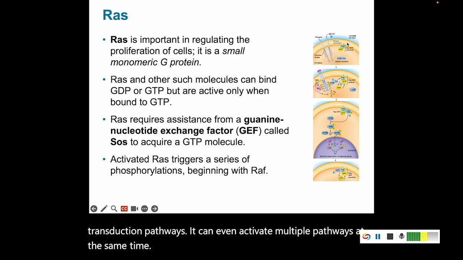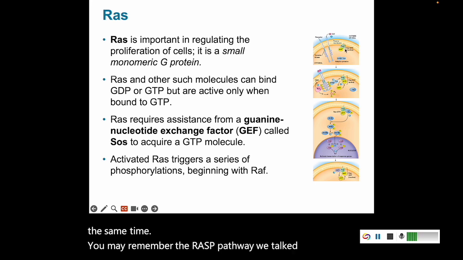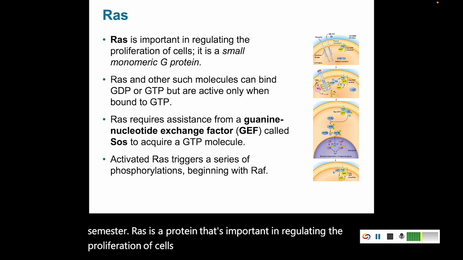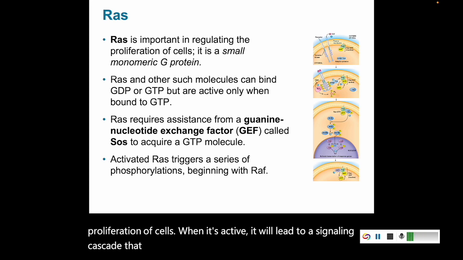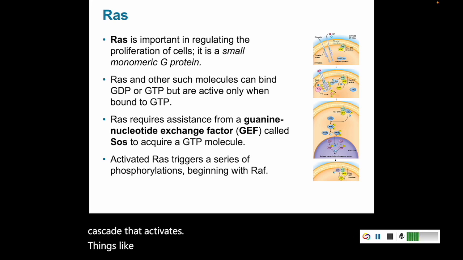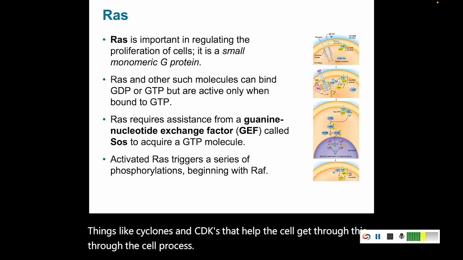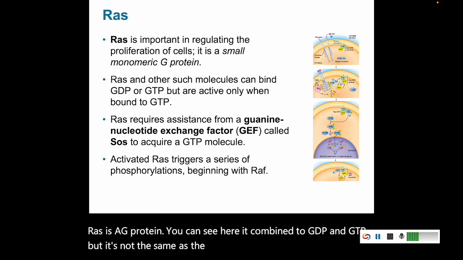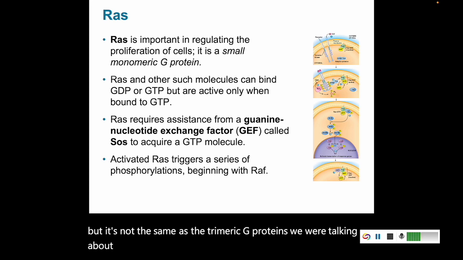You may remember the RAS pathway we talked about earlier this semester. RAS is a protein that's important in regulating the proliferation of cells. When it's active, it will lead to a signaling cascade that activates things like cyclins and CDKs that help the cell get through the cell cycle. RAS is a G protein. You can see here it can bind to GDP and GTP, but it's not the same as the trimeric G proteins we were talking about earlier. This is the small monomeric G protein.